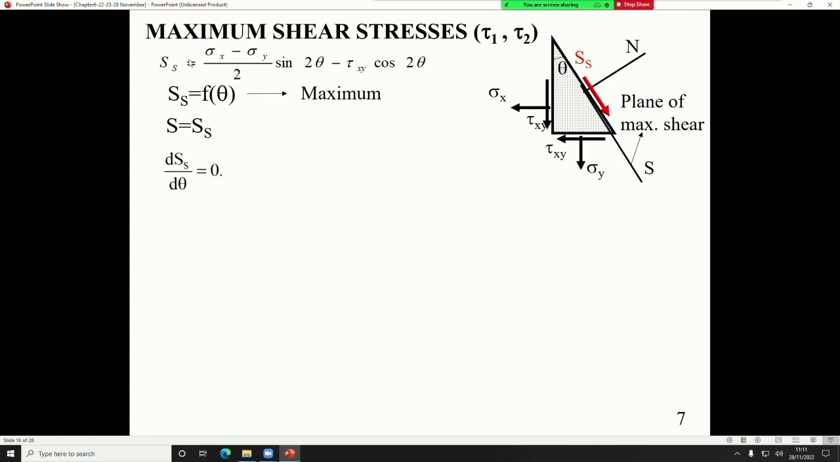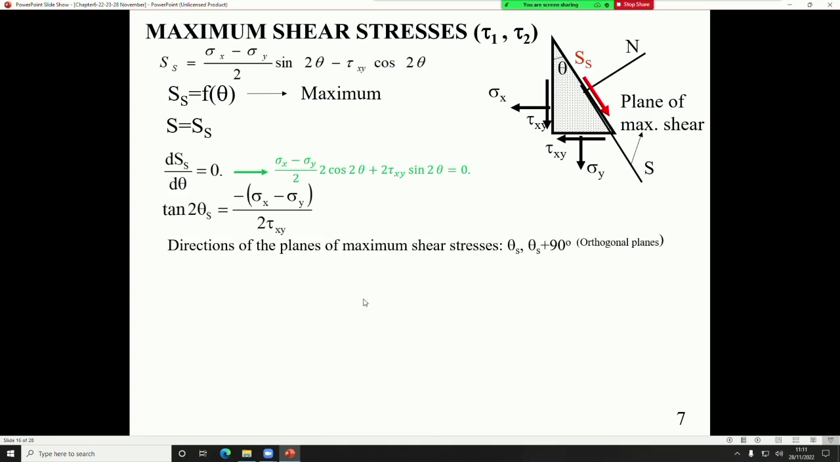In that case, the derivative of sine of 2 theta is equal to 2 cosine of 2 theta. The derivative of cosine of 2 theta is minus 2 sine of 2 theta. It gives me this equation, the derivative of the top equation with respect to theta equal to zero. So it gives me the tangent of 2 theta s, where theta s is the plane of the maximum shear stress, equal to minus (sigma x minus sigma y) divided by 2 tau xy. If I've got the tangent of an angle, I can find the sine and cosine, and then substitute in the top equation, and find the maximum and minimum shear stresses acting in that position.